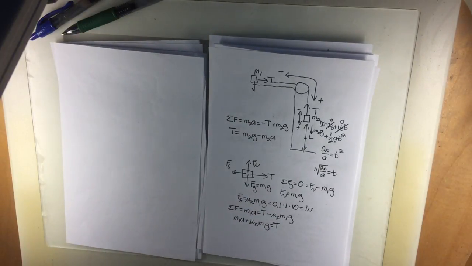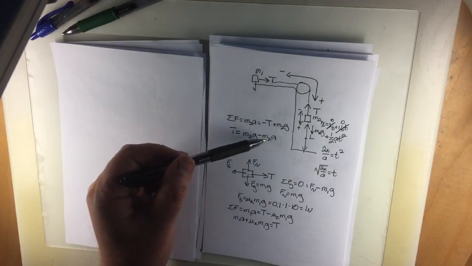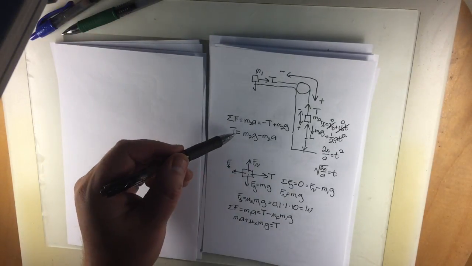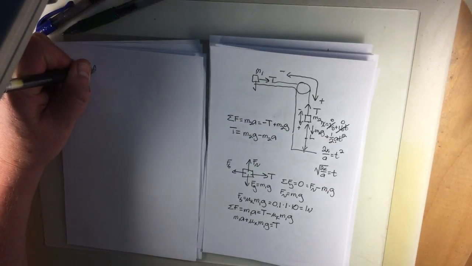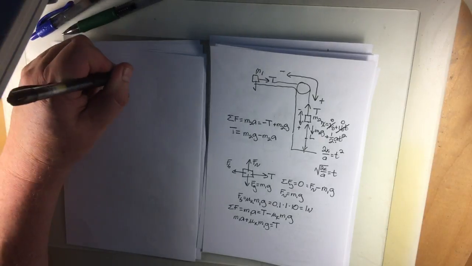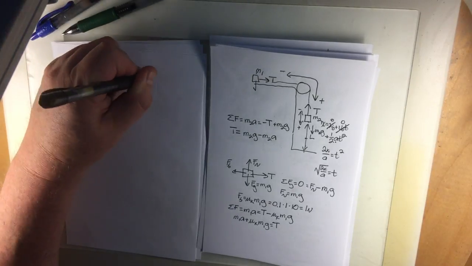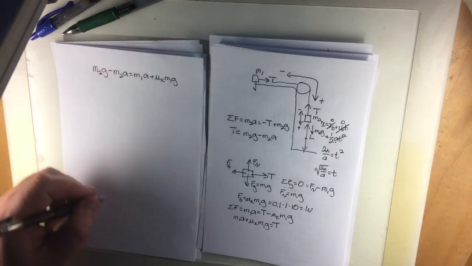I never really asked for the tension in the Atwood's machine. If I don't ask for it, you can eliminate it because the two unknowns in this situation are A and T. So what we do is I've solved for T for both, set them equal to each other because the tensions are the same. M2G minus M2A equals M1A plus mu sub K M1G.